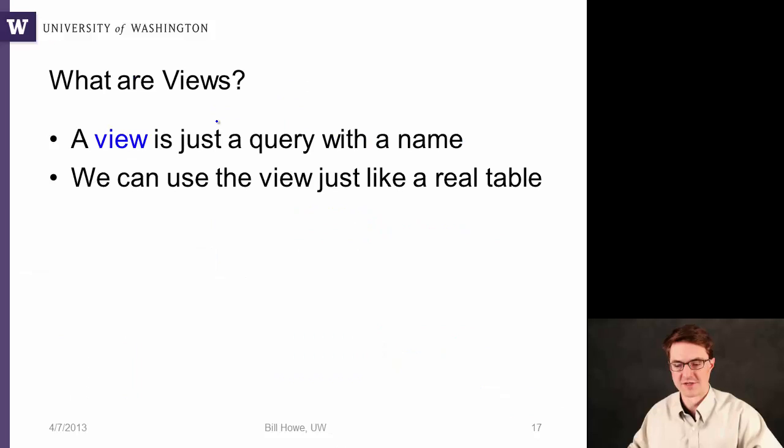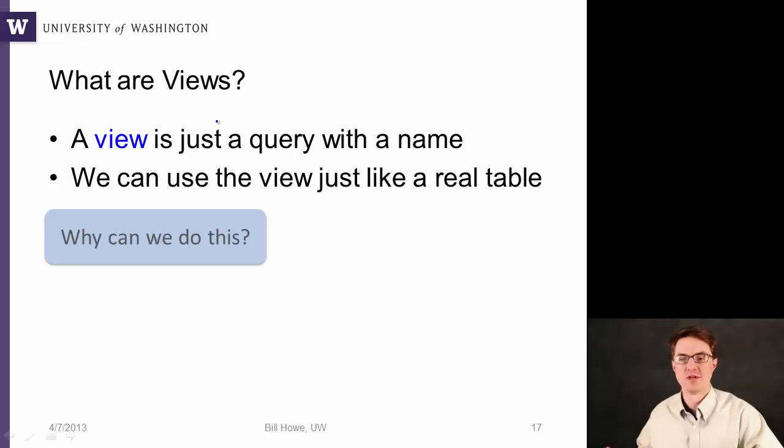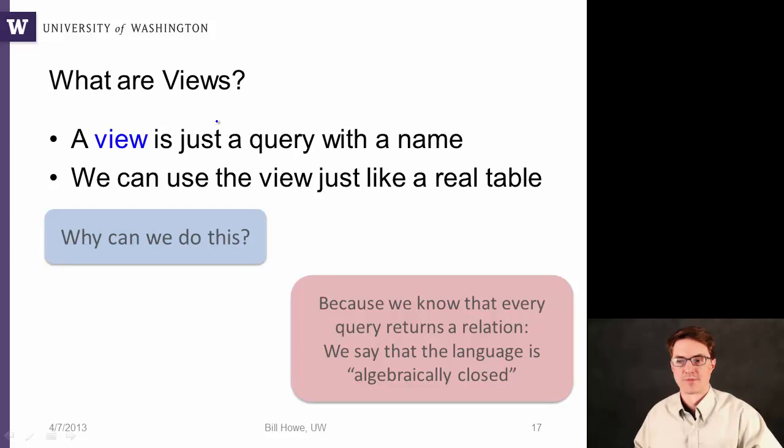Okay. So what is a view? A view is just a query with a name. So I write a query, I give it a name, and I put it in the database. Now, I can then access that view as if it was a table in the underlying database itself, as if it was a physical table. So why can we do this? Well, I talked about this notion of algebraic closure before. And this is exactly what allows us to do this.